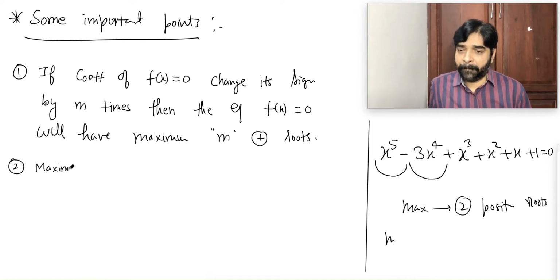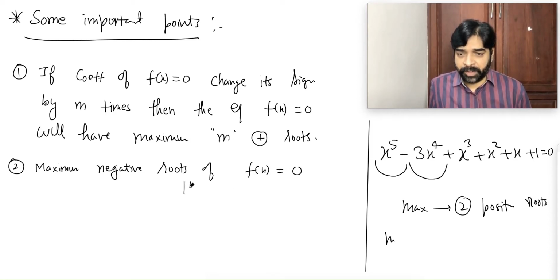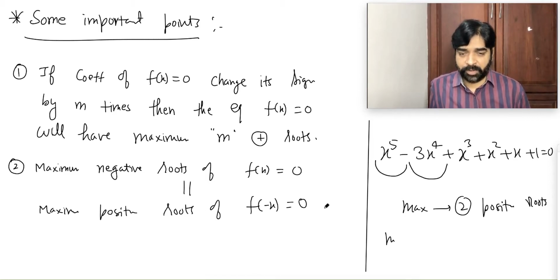Maximum negative roots of f(x) equal to 0 is equal to maximum positive roots of f(-x) equal to 0.